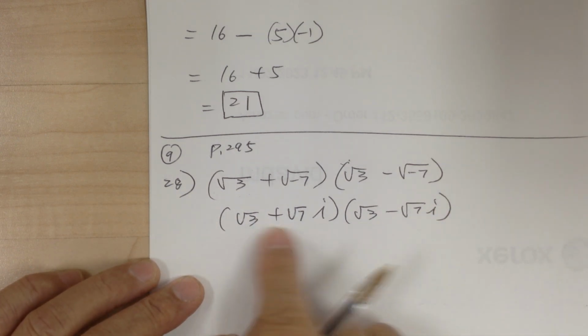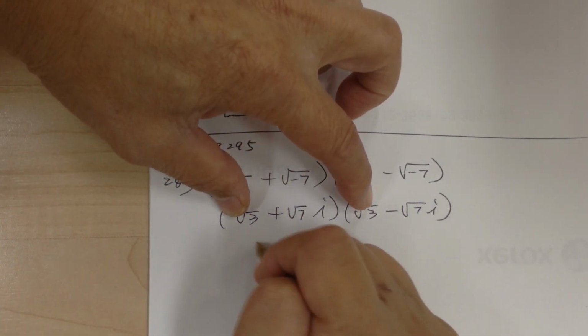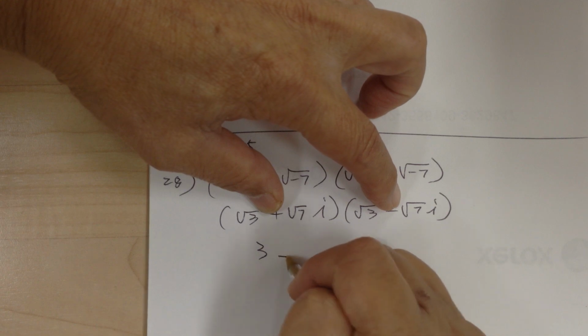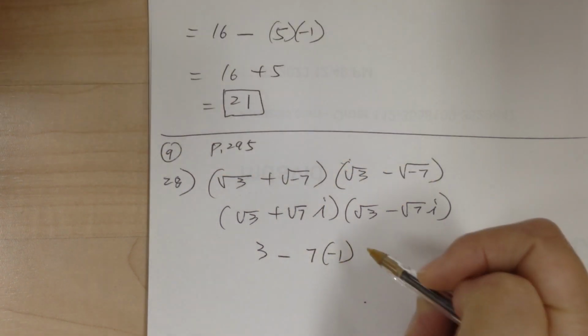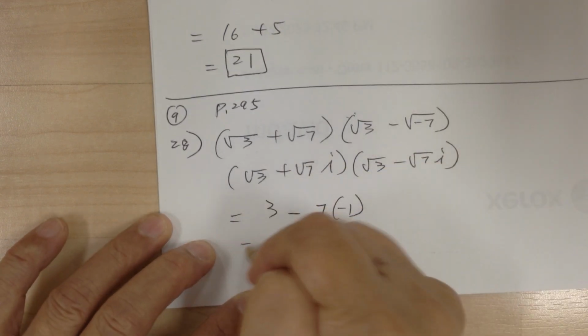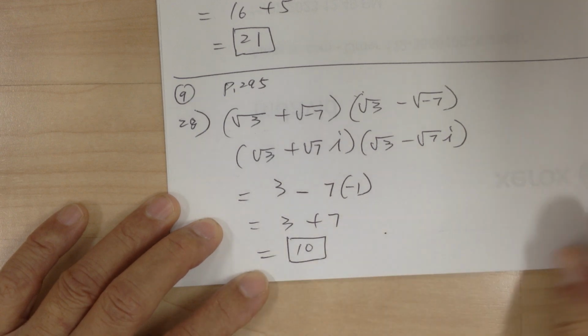So this is again a conjugate, so you have to know how to multiply conjugates. So this will equal 3 plus, times minus is minus, square root of 7 times square root of 7 is 7, i times i is negative 1. So this becomes 3 plus 7, so this is equal to 10.